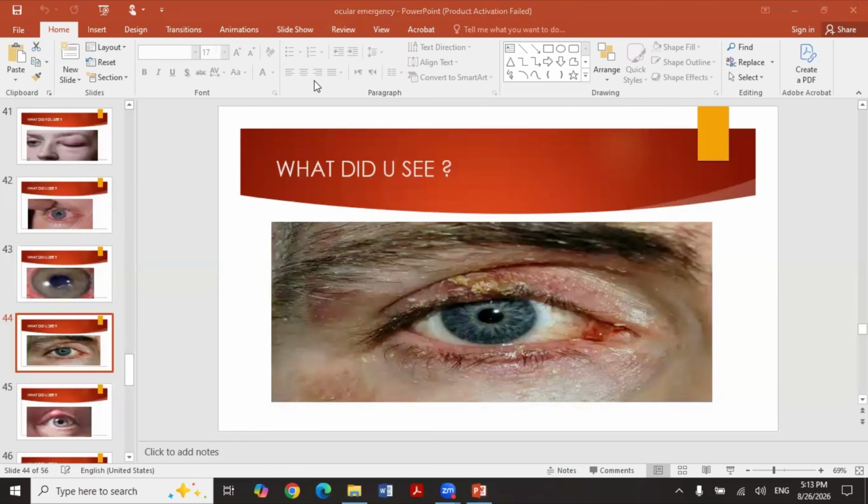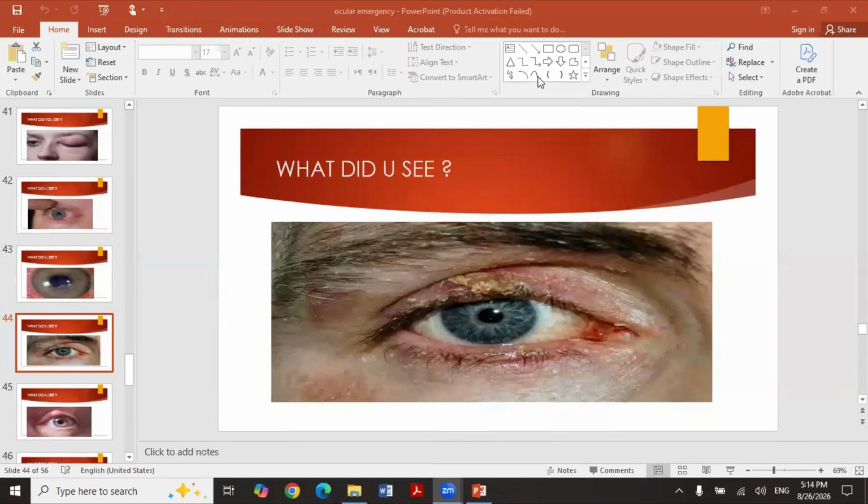Doctor who talked, Dr. Taqwa, or who asked me the last question? What did you see in this case? Anyone can answer. Blepharitis. Okay, who's talking?